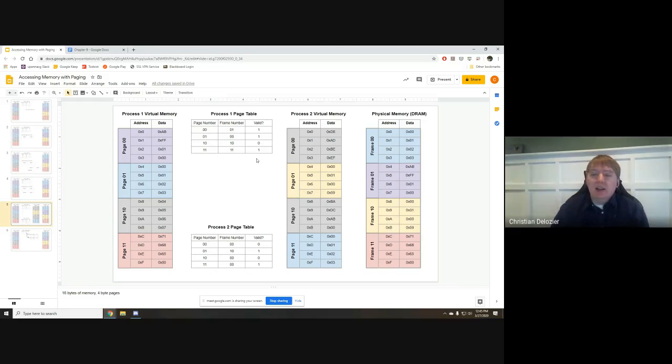We can see here that process 2 has 2 pages that aren't mapped. These are both grayed out, so it's not valid for page 00 or page 10. We can see that this yellow page, page 01, is mapped to frame 10. The data should be the same for both of those because this is a physical mapping into memory. Then we can see something interesting that we're going to talk about in a minute: page 01 and page 11 are mapped to frame 0. So why would we do that?